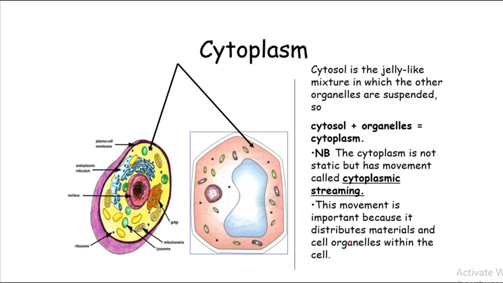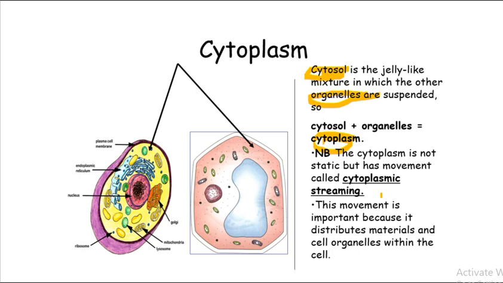Then this cytoplasm entails cytosol, which is a jelly-like mixture in which other organelles are suspended. So the cytosol plus organelles, we get the cytoplasm. Basically, the cytosol is a jelly-like mixture where the organelles are suspended. When you add up the two, you get what you call the cytoplasm.